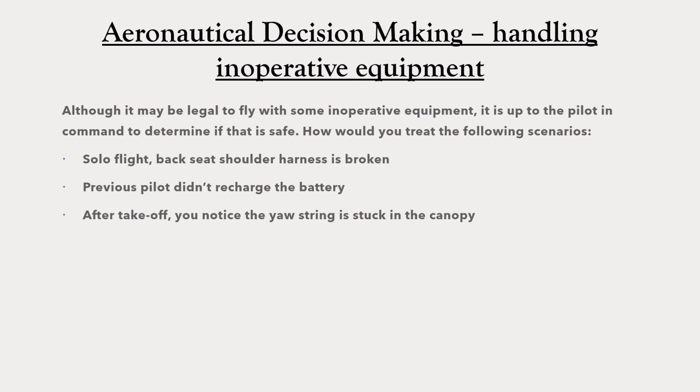So you've taken off and maybe you're still on tow and you notice the yaw string doesn't move. Look a little closer and see, oh, when I shut the canopy, I shut the end of the yaw string in the canopy, so it can't move. What should I do about that?